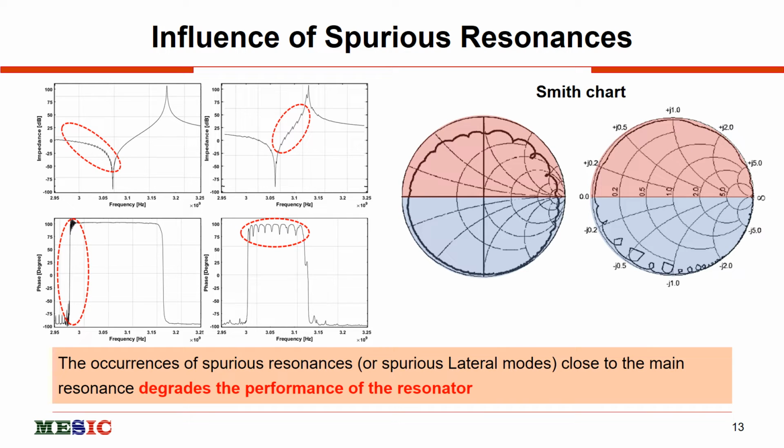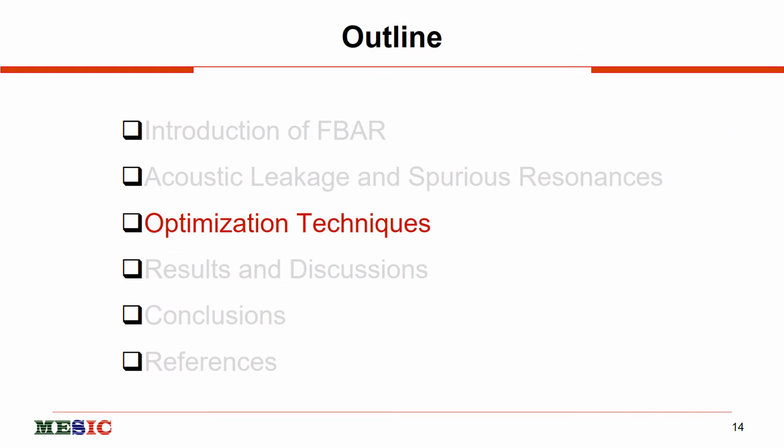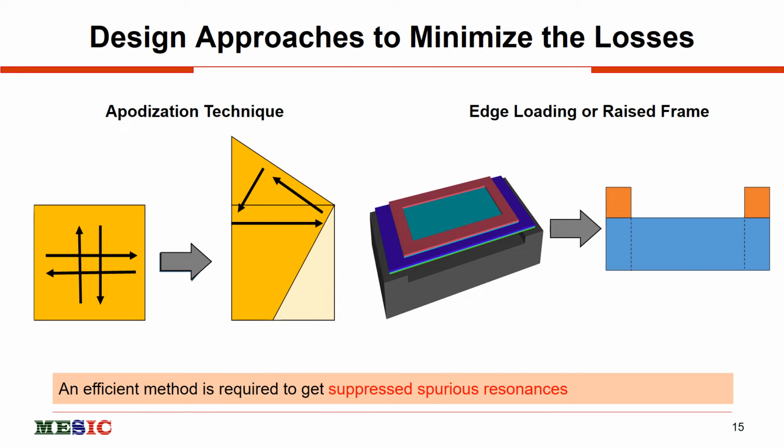So the previous design was the simulated work. Again, what kind of optimization technique can we utilize to minimize the spurious resonance? Number one is utilizing the apodization technique, and the other is edge loading or raised frame techniques. So we will be implementing both of the techniques to minimize the losses.